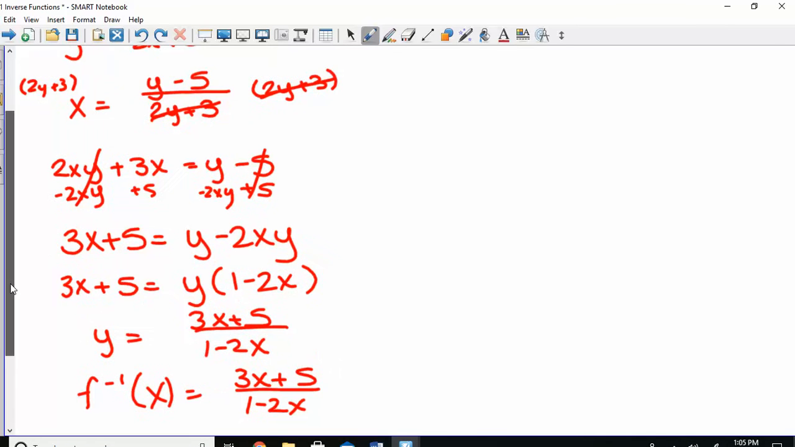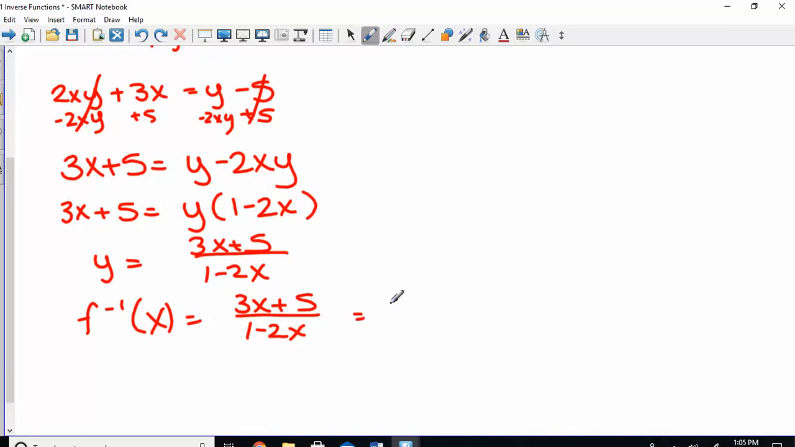So I have 3x plus 5 over 1 minus 2x. If you did this and you had moved everything to the other side, you might have negative 3x minus 5 over 2x minus 1. That's equivalent. Both answers are the same. So either one is fine.